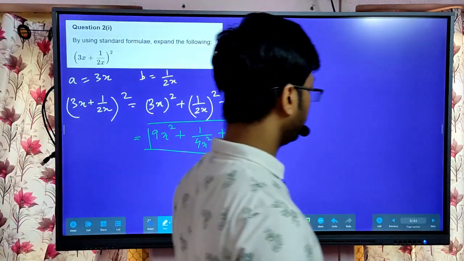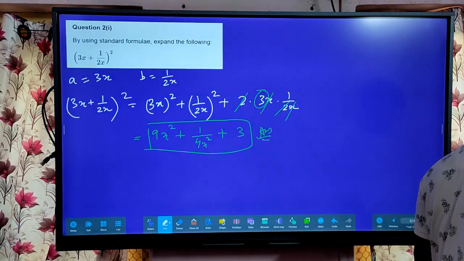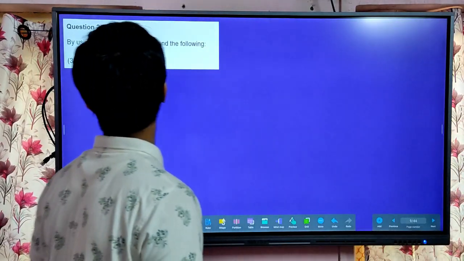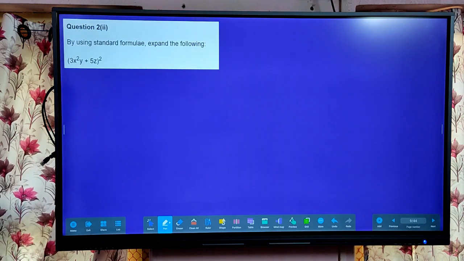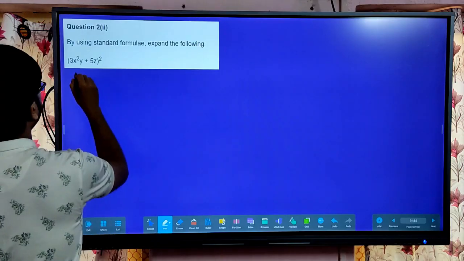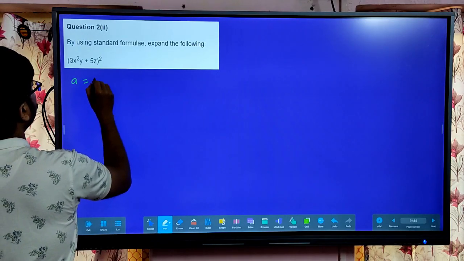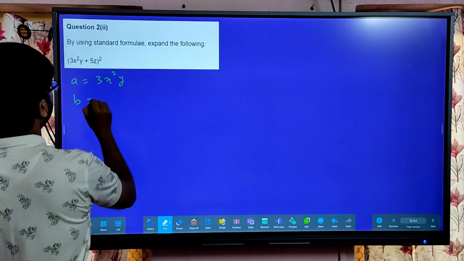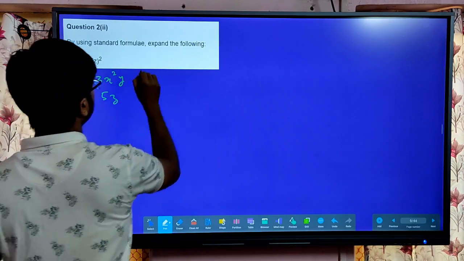These are very easy things. You can pause the video and write it down. So let us go to the next question. It is by using standard formula expand. Here also same thing is going on. So your a will be equal to 3x square y and your b will be equal to 5z. So let us see.